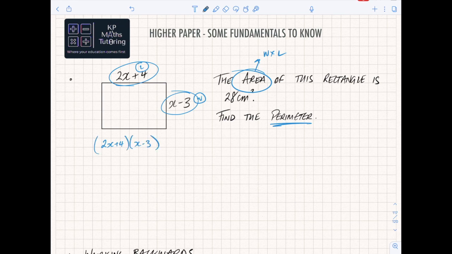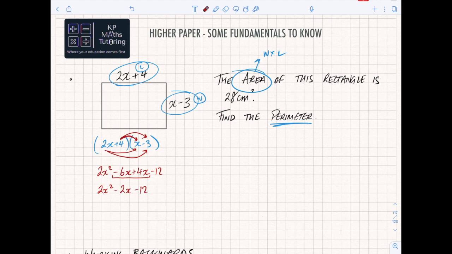is basically what it's telling you to do. Now, I teach this as the moon method. So you're doing that times that, that times that, that times that, and that times that. So 2x times x is 2x squared. 2x times minus 3 is minus 6x. 4 times x is 4x. And 4 times minus 3 is minus 12. Let's tidy that up. So this becomes 2x squared minus 6x plus 4x is minus 2x minus 12.